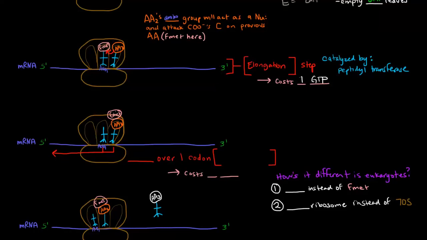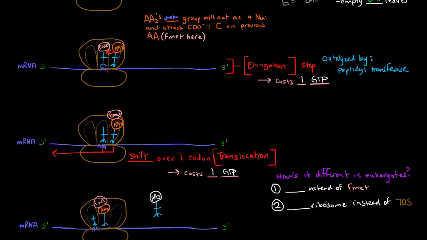That's not what's supposed to happen. The existing polypeptide chain is supposed to be in the P site. So what's going to happen is both of these are going to shift over and move one codon space. They're going to shift over a space this way. So they're going to shift over one codon. That step is translocation. So that translocation step costs 1 GTP as well.